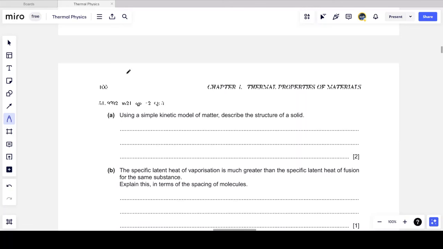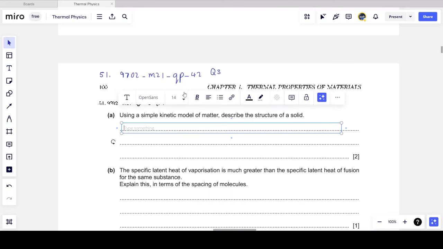So the numbering is a little bit hazy. And so the first question is question 51. And as always, the subject code is 9702 for A-level physics. This comes from the March 2021 exam, from question paper 4, variant 2. And this is question number 3 from that paper. The question says, use a simple kinetic model of matter to describe the structure of a solid.